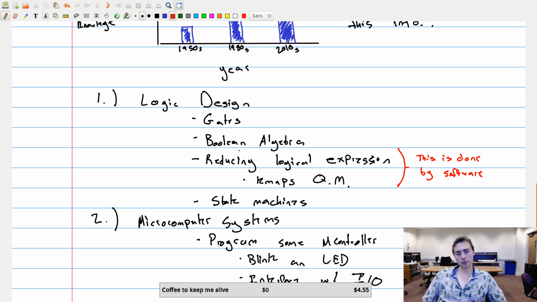So the biggest problem right now is that a lot of that's done by software now. When you start doing a design and you start needing to go, okay, here's my state machine, that's just going to be automatically reduced to its minimum amount of gate form for you. You don't have to do that by hand anymore.